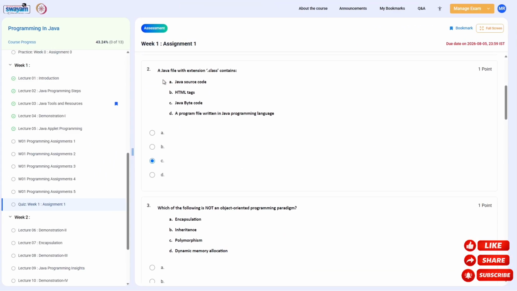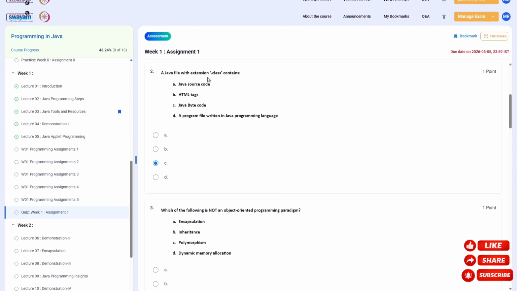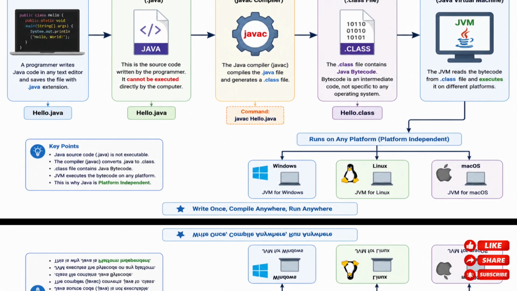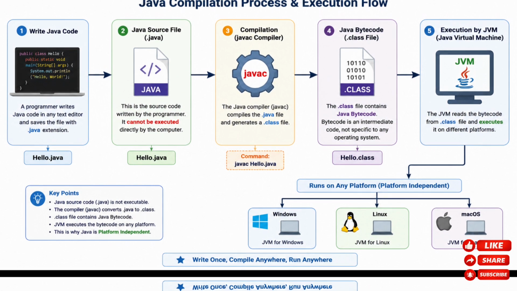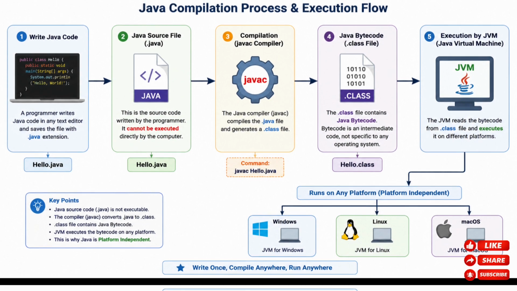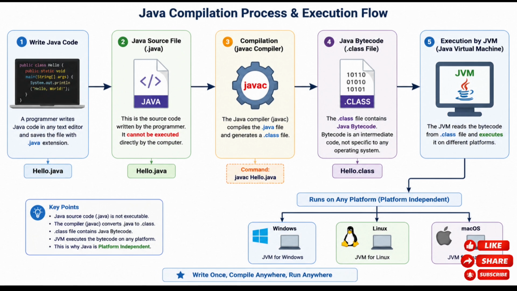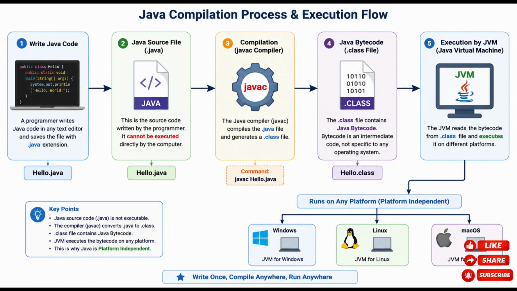The question asks, a Java file with the extension .class contains what? To answer this, we need to understand the Java compilation process. When a programmer writes Java code, it is saved in a file with the .java extension. This source code cannot be executed directly by the computer. The Java compiler, also known as javac, compiles the .java file and generates a .class file.